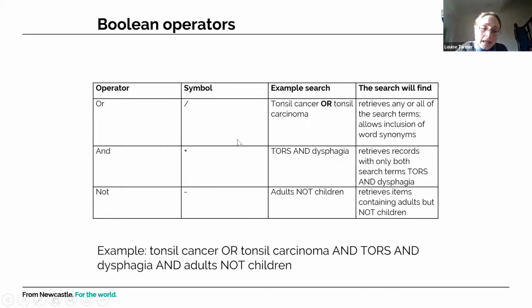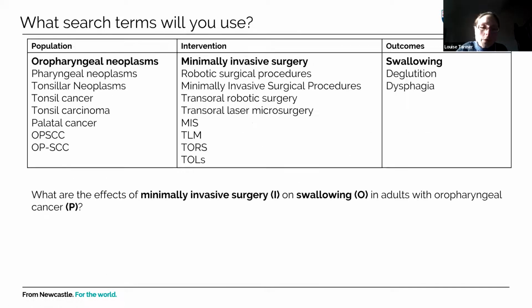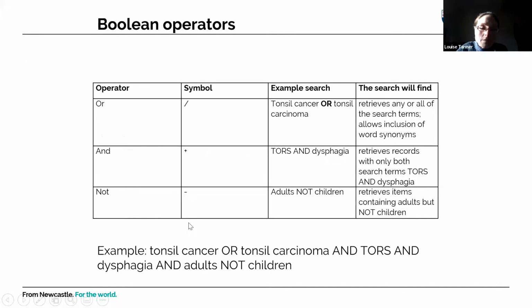So an example of a search string based on this table would be tonsil cancer OR tonsil carcinoma AND TORS AND dysphagia AND adults NOT children. That's just an example of what your search string might look like. But this example would actually be a lot more lengthy, because we've only got two population terms in here, whereas in this table we have a whole list of population terms. So you'd want all of those terms to be included.